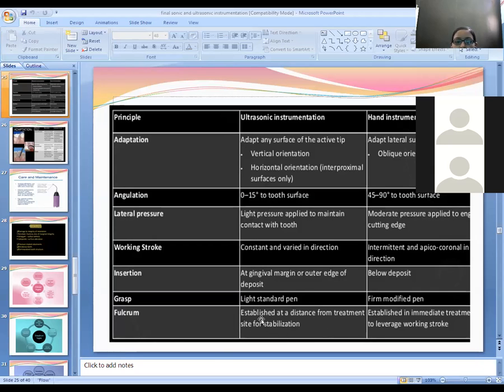Then the fulcrum, which is used in the ultrasonic instruments, should be established at a distance from the treatment site for stabilization. While in hand scaling, it should be established in the immediate treatment area to leverage the working strokes. These are the basic differences between the principles in both ultrasonic scaling and hand scaling.